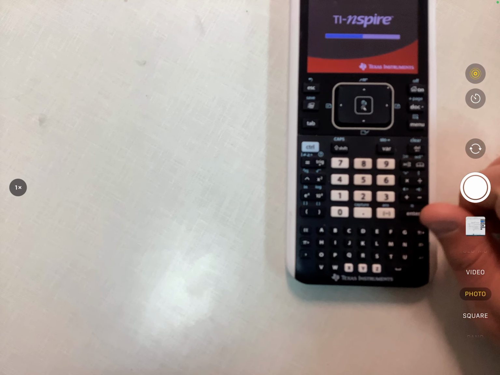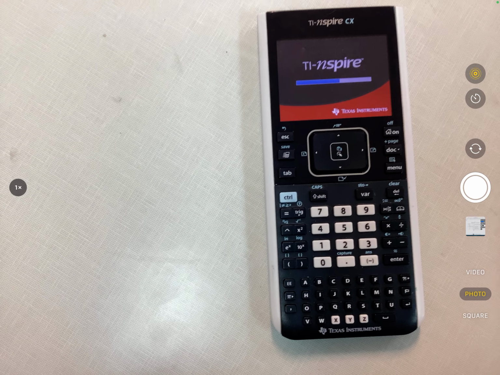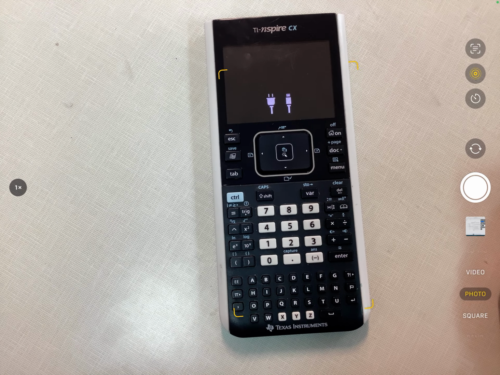Take your calculator, turn it on. If it has to refresh, it is what it is. I am very sorry about that. Oh, yeah, batteries. Gotta love batteries. Let's see if this one will work.